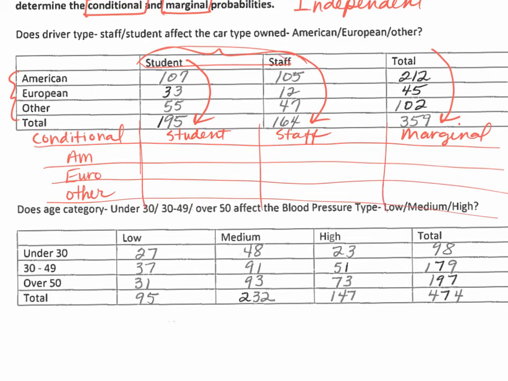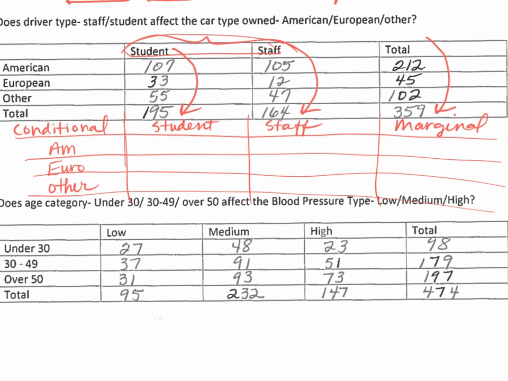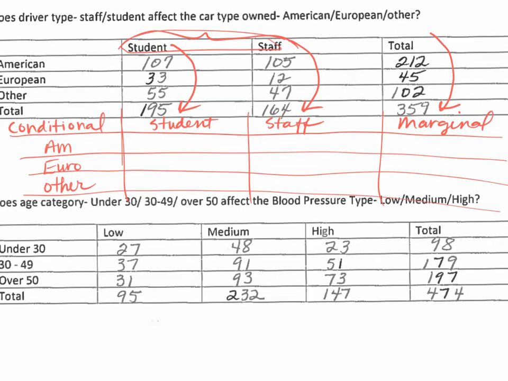And so now we're going to collect our data, and I'm just going to give you a few sample fractions. What would be this top left fraction? Conditional upon you being a student, what's the probability you have an American car? What's this fraction up here in this top left corner? Good. 107 American cars out of the 195 students.